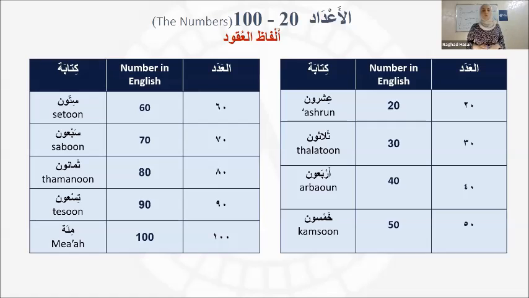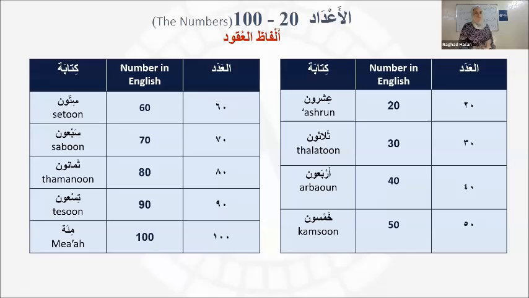تسعون. So تسعون, I would put تسع first and then ون, so تسعون. And the last number for today is مئة. 100, مئة.